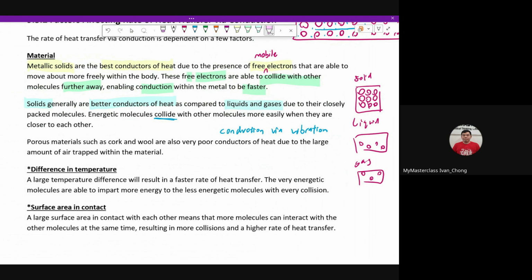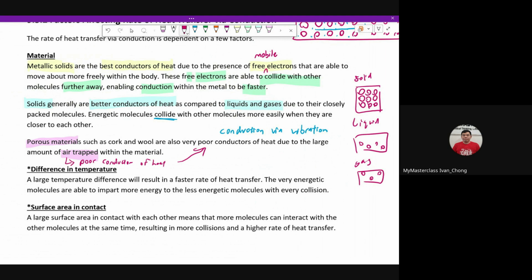Okay, last but not least, porous materials basically trap air. And air, because it's a gas, is a poor conductor of heat. So materials that trap air are also very poor conductors of heat. That's why all your winter clothing, whether it is jackets or whatsoever, is trapping the heat around your body, so it serves as a layer of insulation.